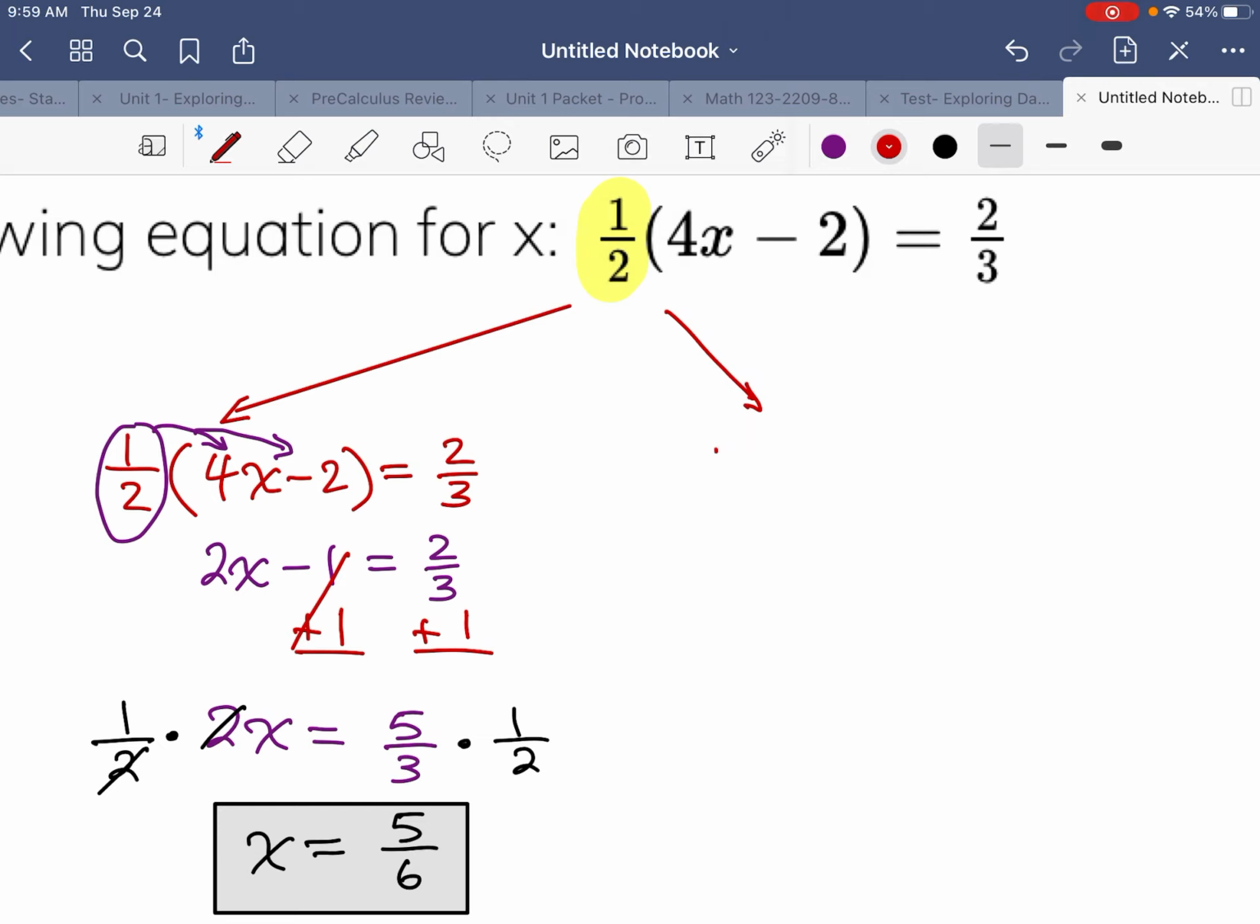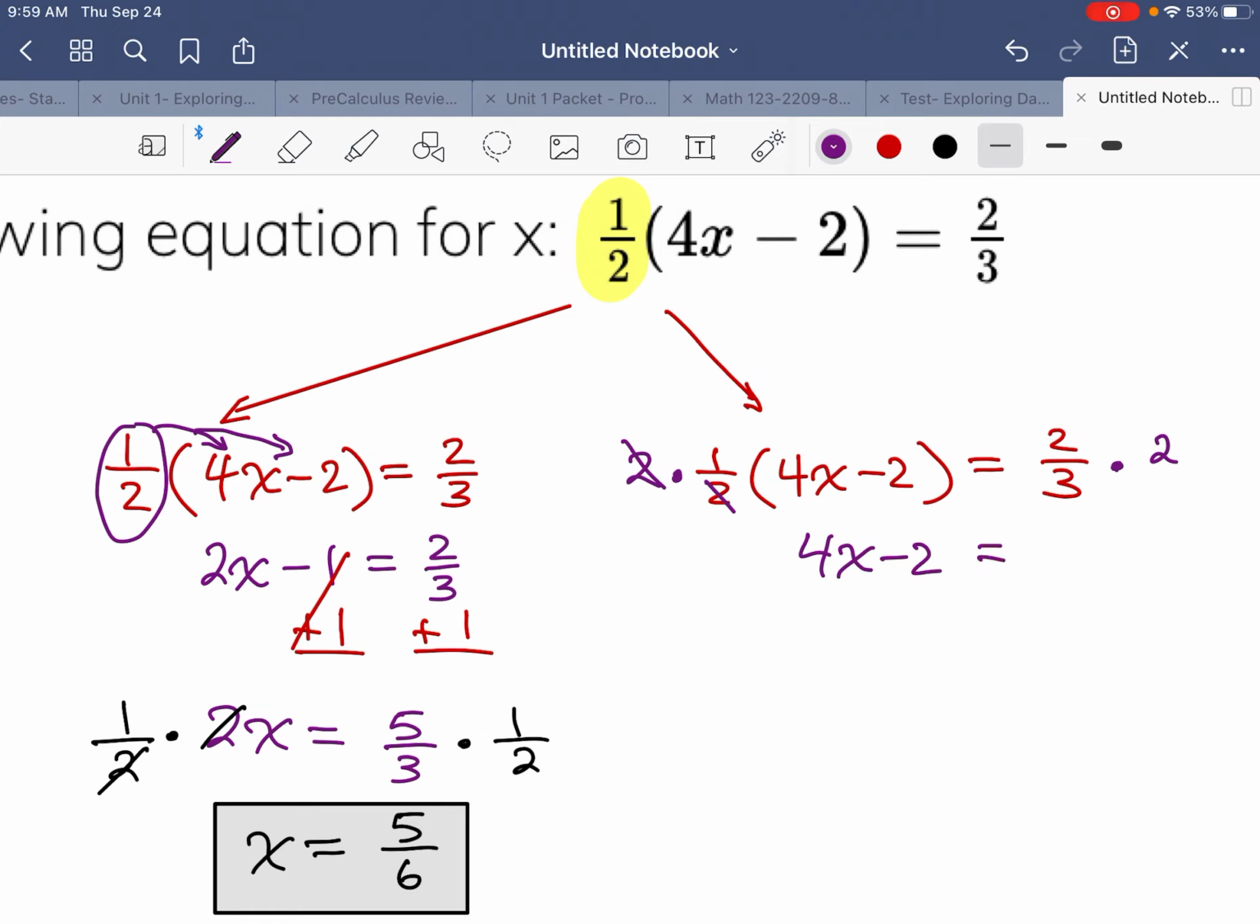So we have 1/2 times 4x minus 2 equals 2/3. Now, dividing by a fraction, I don't know that I want to do that. Instead, I'll multiply by the reciprocal, multiply by 2. So multiply by 2, that's going to cancel on the left, leaving me with just 4x minus 2. I don't need the parentheses.